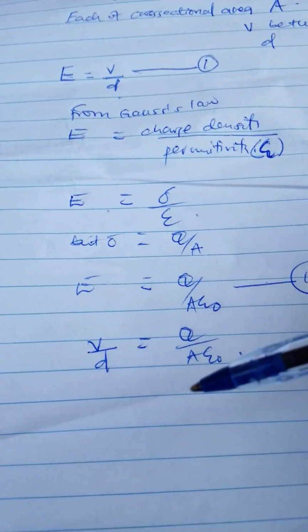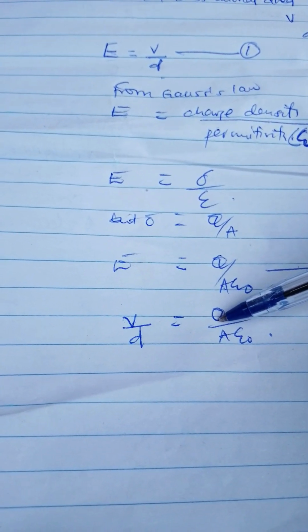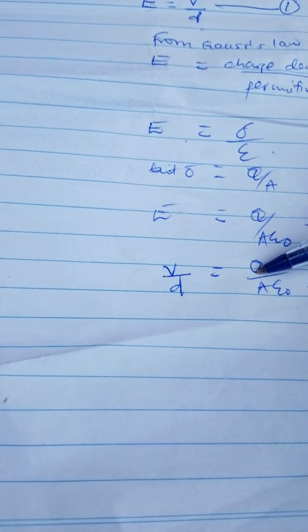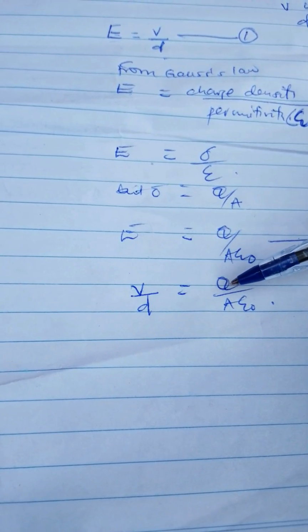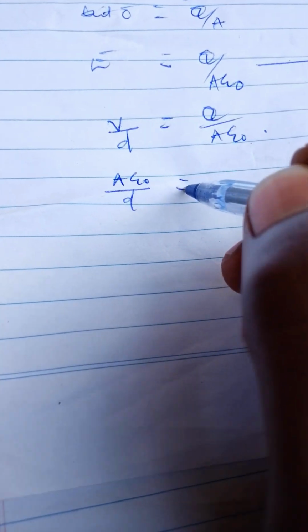Remember that the capacitance of the capacitor is the ratio of the magnitude of charge on either plate of the capacitor to the PD between the same capacitor plates. Therefore if I make Q over V the subject, I get the expression of capacitance: A epsilon naught over d is equal to Q over V, but Q over V is the same as C, and therefore C is equal to A epsilon naught over d. This is the expression of capacitance of a parallel plate capacitor.